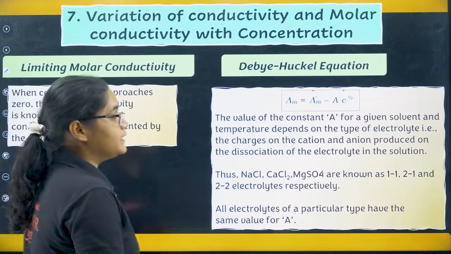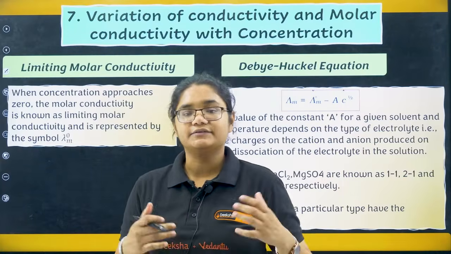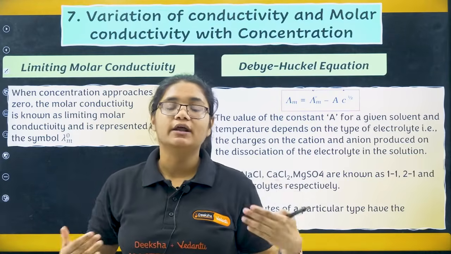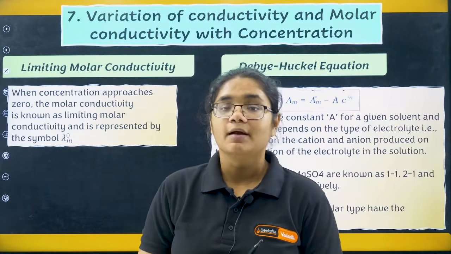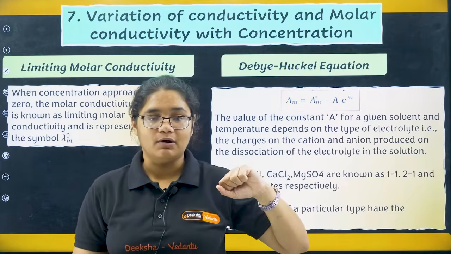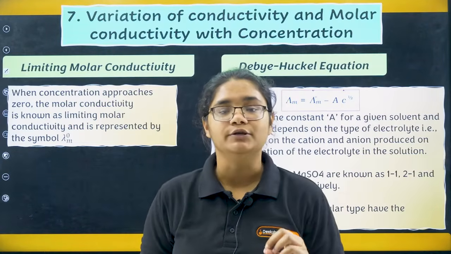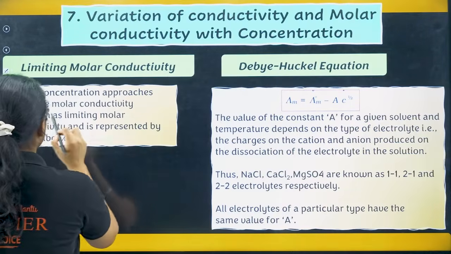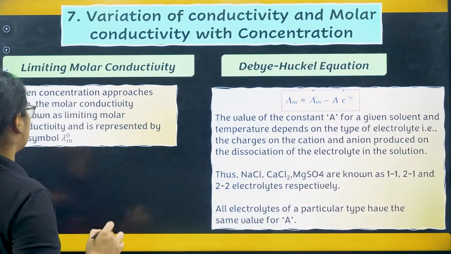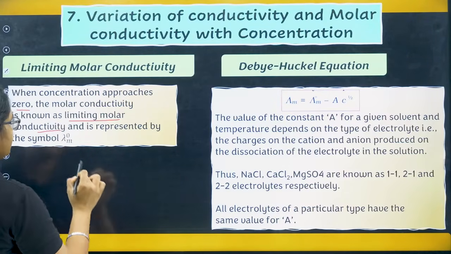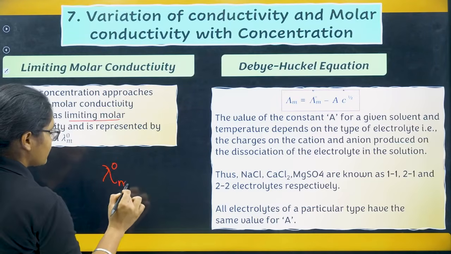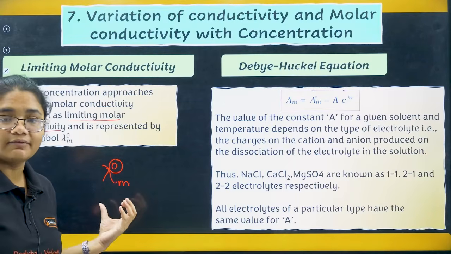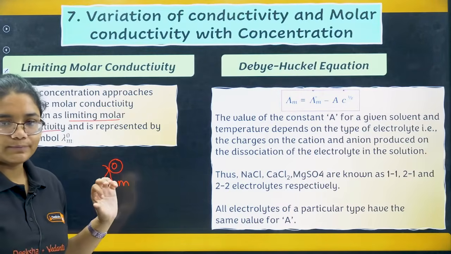Now we will talk about limiting molar conductivity. As we said, when you dilute or decrease the concentration, the molar conductivity increases, right? But when you dilute to the maximum amount, the conductivity reaches a maximum value. That is called limiting molar conductivity. So when the concentration approaches 0, the molar conductivity is known as limiting molar conductivity, and it is denoted by this symbol, with a naught. This is the maximum molar conductivity that you can have. After that we cannot have a higher value.